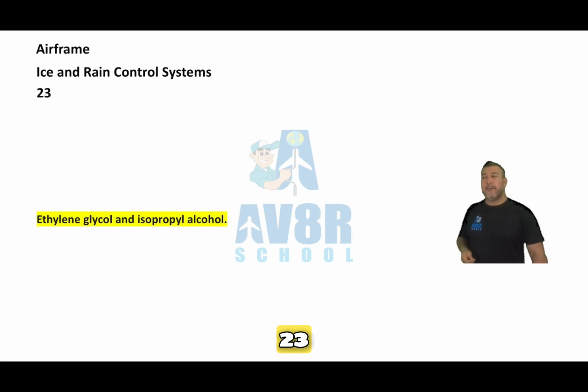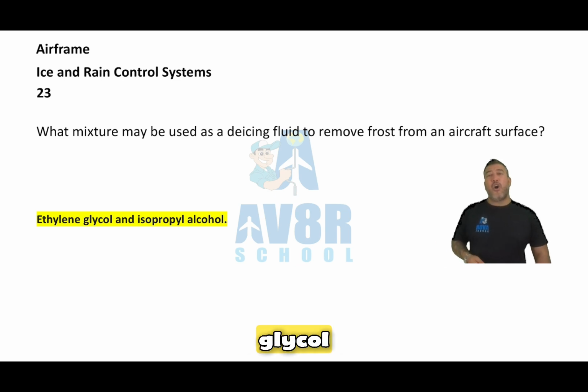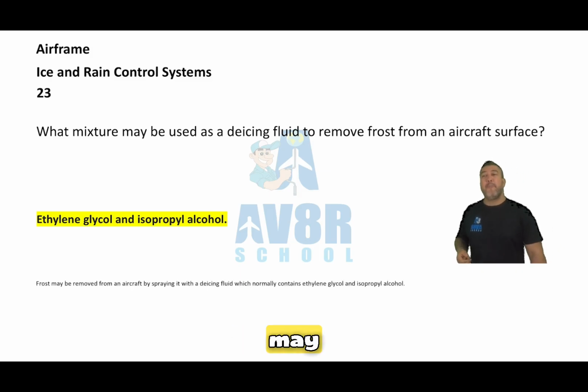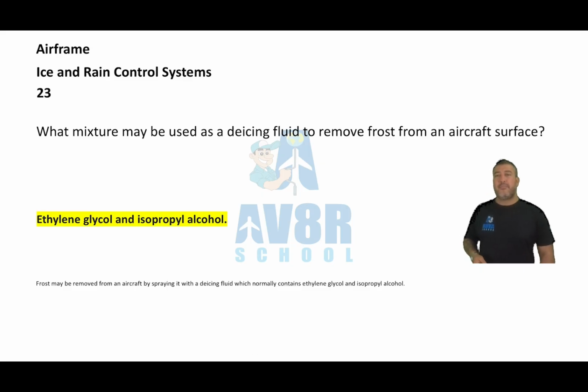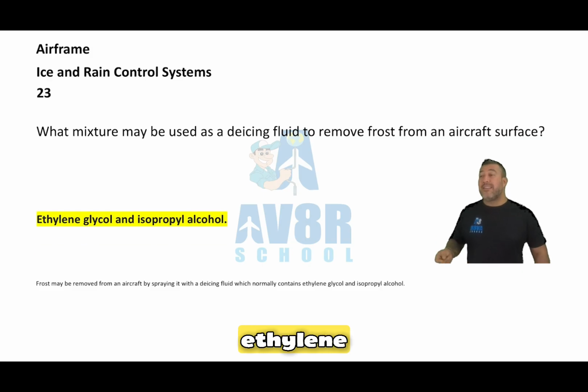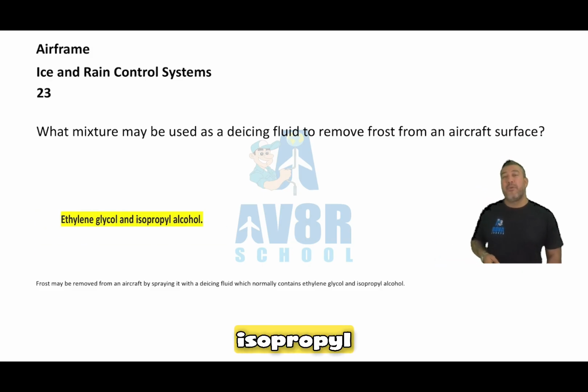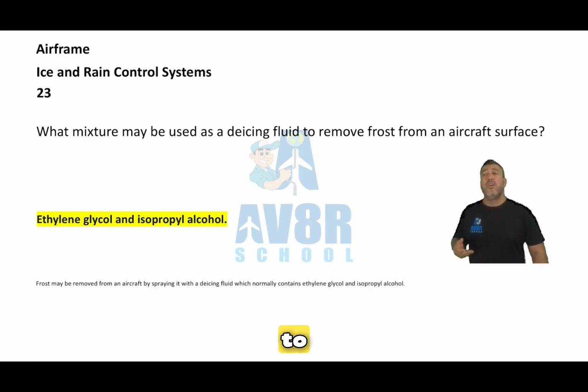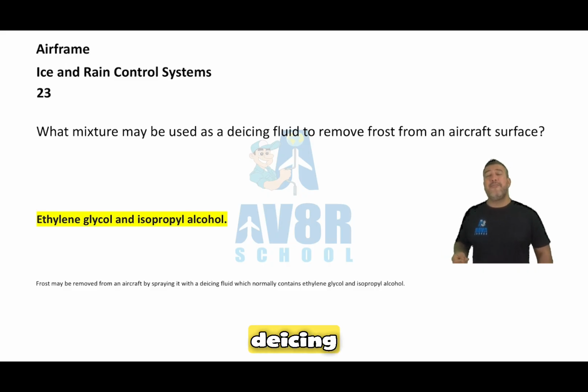Number 23, ethylene glycol and isopropyl alcohol. What mixture may be used as a de-icing fluid to remove frost from an aircraft surface? Ethylene glycol and isopropyl alcohol is a mixture used as de-icing fluid to remove frost from an aircraft surface.